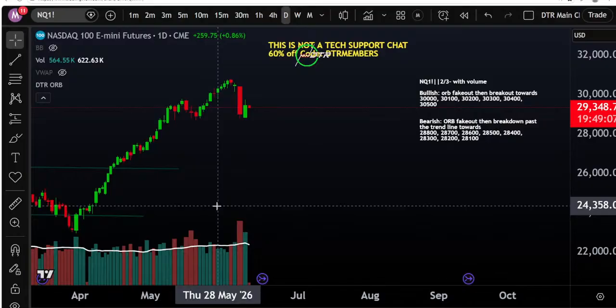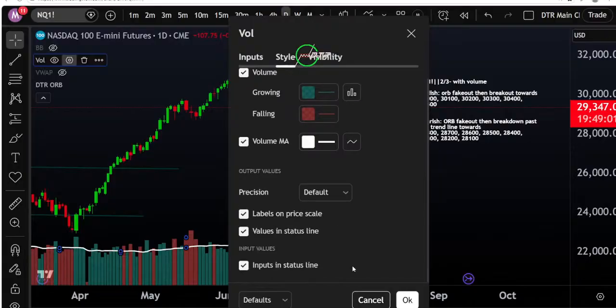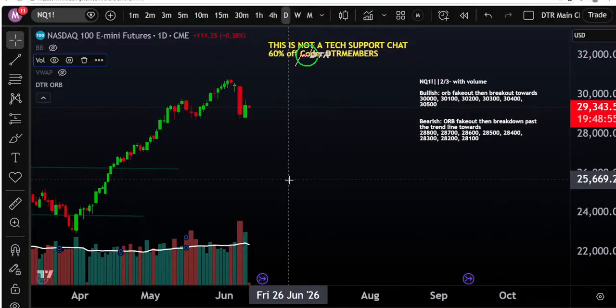That's just a setting you can change, right? So your volume, you want to switch it to, should be color based on close, right? So it's just a setting that you can change.